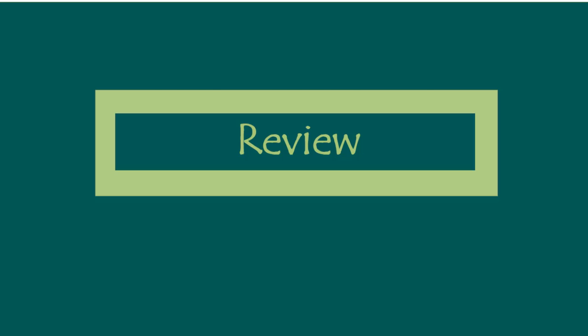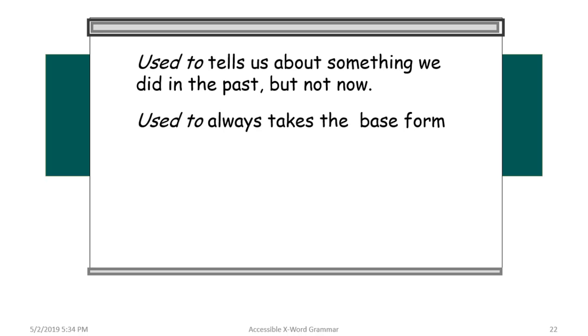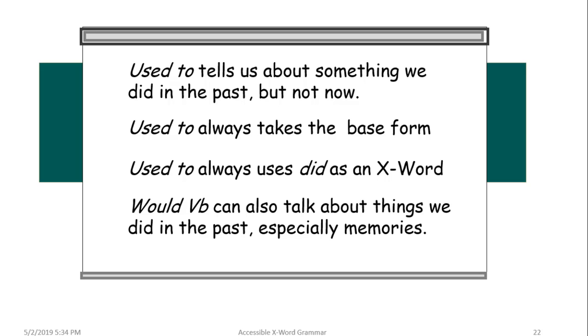In review, used to tells us about something we did in the past, but not now. Used to always takes the base form. Used to always uses did as an X word. Would plus a base verb can also talk about things we did in the past, especially memories.